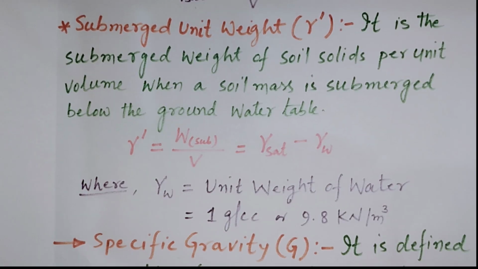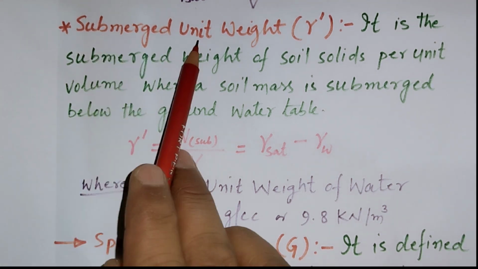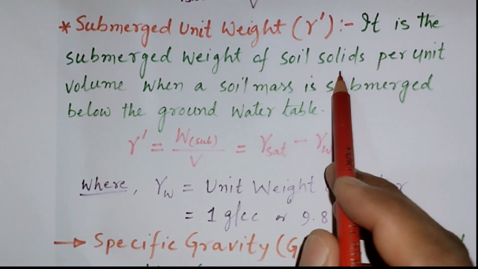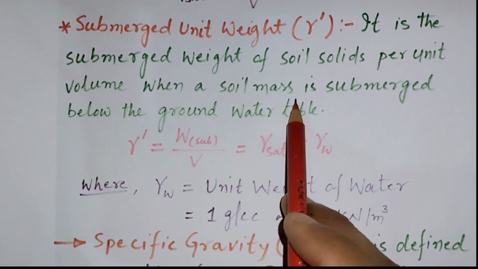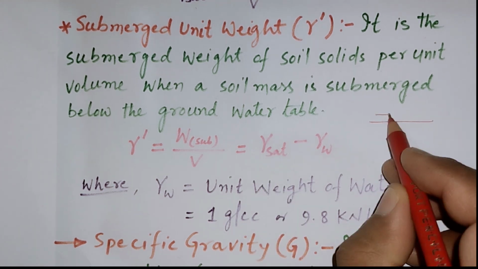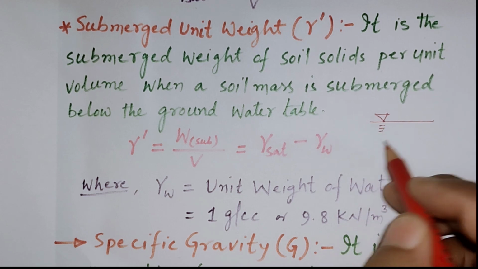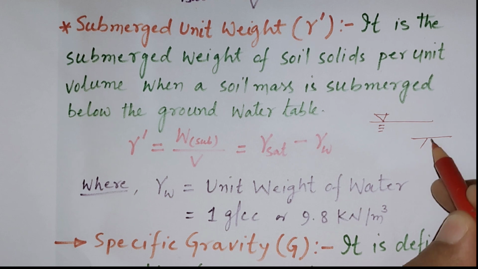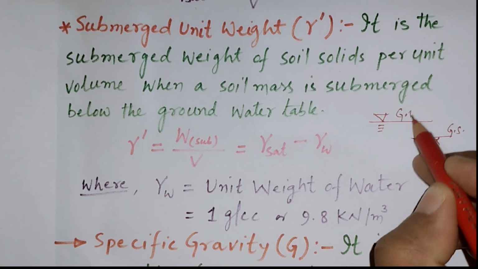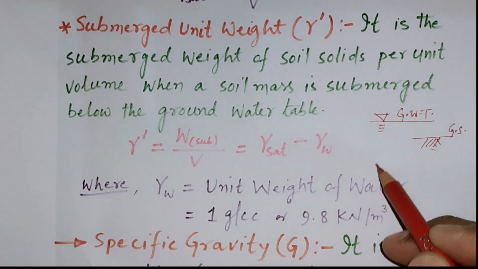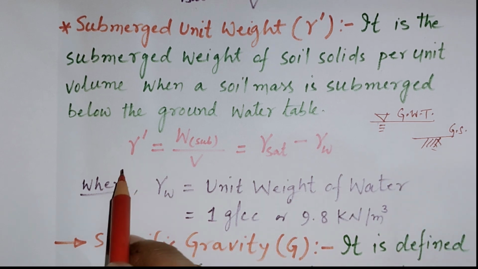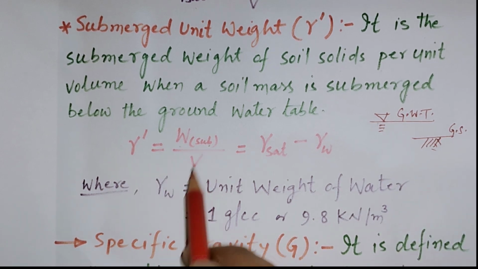If the soil is submerged, then unit weight will be submerged unit weight, and symbol is gamma dash. It is the submerged weight of soil solid per unit volume when a soil mass is submerged below the groundwater table. Remember, this symbol we use for the ground water table, and if there is another symbol, that will be for the ground surface. So this has to be remembered. So if soil is below the ground water table, that will be submerged unit weight. So gamma submerged will be weight of submerged soil divided by total volume.